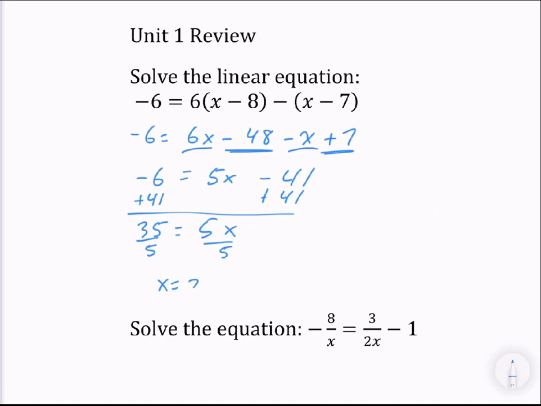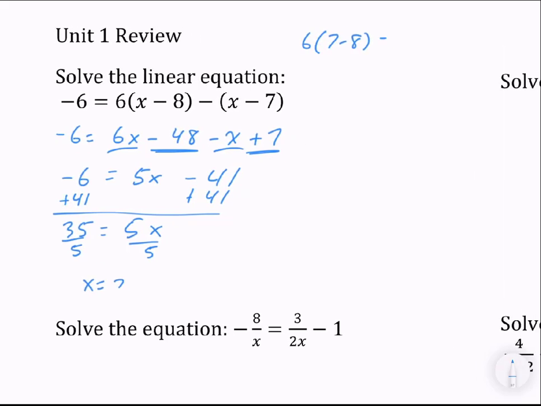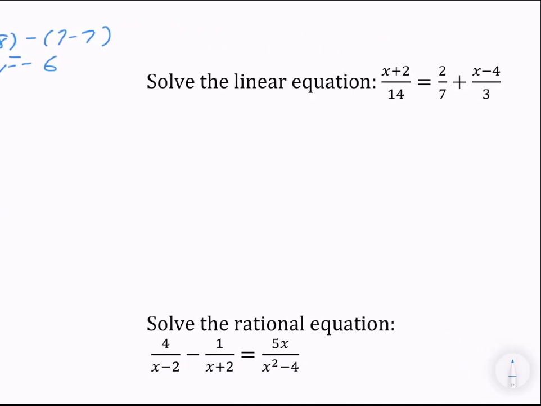Okay. Now, if you wanted to check this, you probably would just do it in your calculator, honestly. But if we want to check this, we'd go back and replace the x with 7 and see if this is true. So I'm just going to write down what you put in your calculator. So 6 times 7 minus 8 minus, parentheses, 7 minus 7. And that is negative 6. Okay, so good. Check. Good with this so far? Okay, all right. Well, then we'll take it up a little notch.